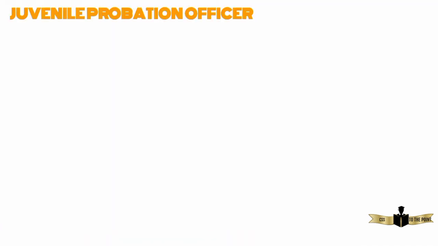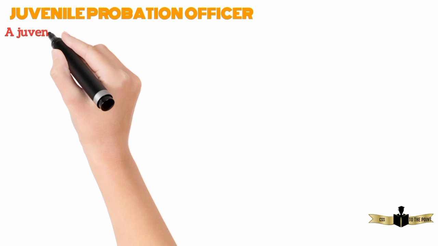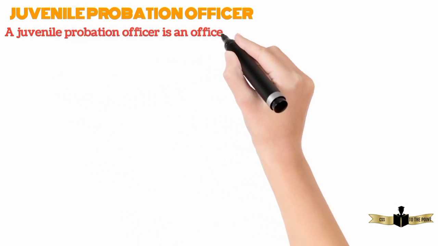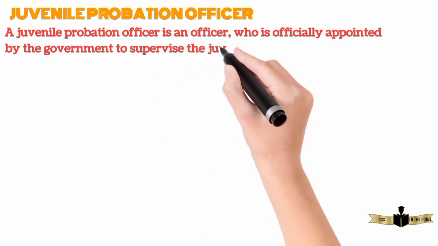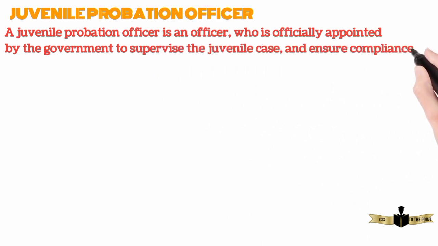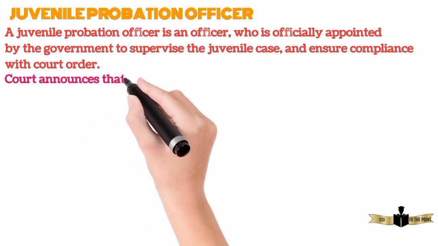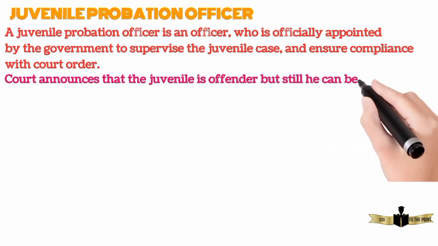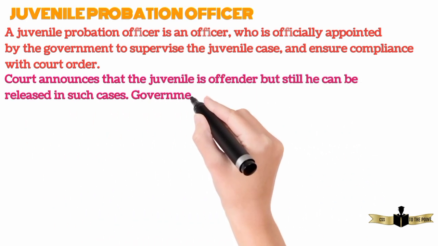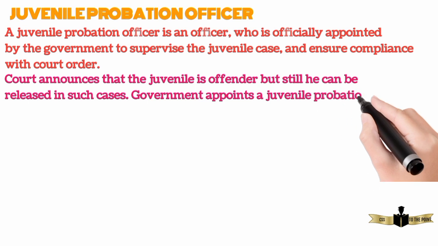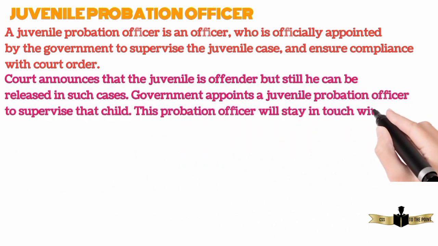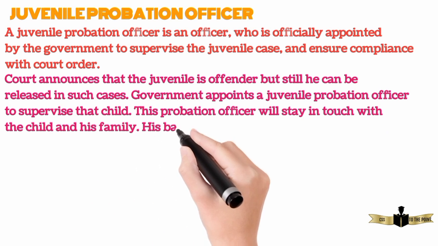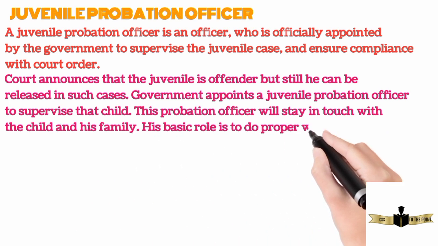Okay, who is a juvenile probation officer? A juvenile probation officer is an officer who is officially appointed by the government to supervise the juvenile case and ensure compliance with the court order. The court announces that the juvenile is an offender, but still he can be released in such cases. The government appoints a juvenile probation officer to supervise that child. This probation officer will stay in touch with the child and his family. His basic role is to ensure the proper welfare of the juvenile.